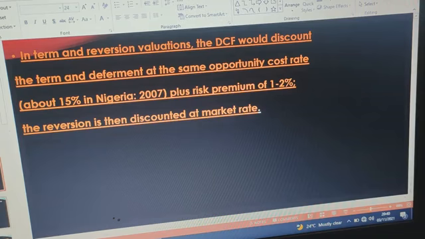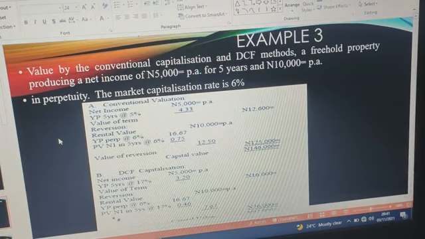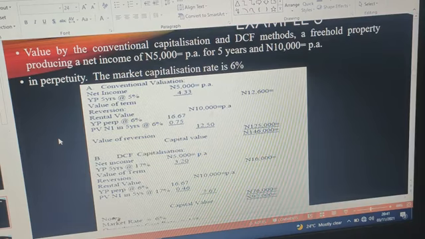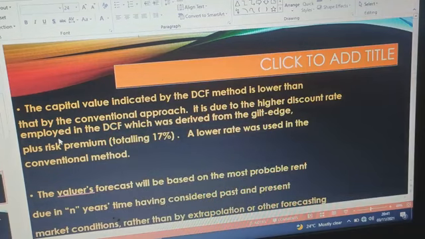Example 3. Value by the conventional capitalization and DCF methods a freehold property producing a net income of N5,000 per annum for 5 years and N10,000 per annum in perpetuity. The market capitalization rate is 6%.